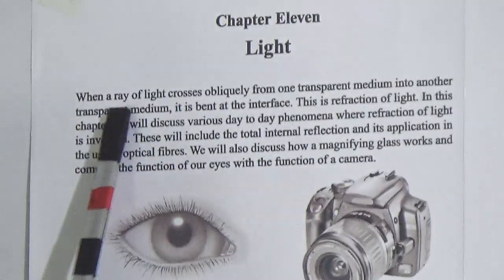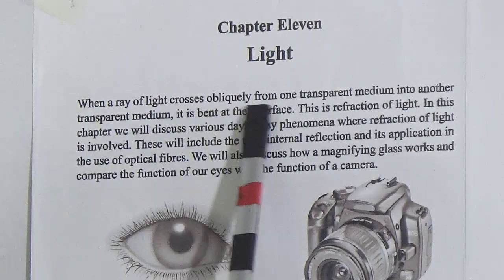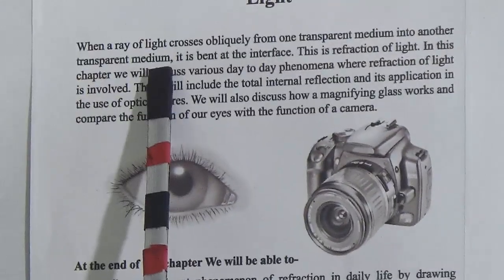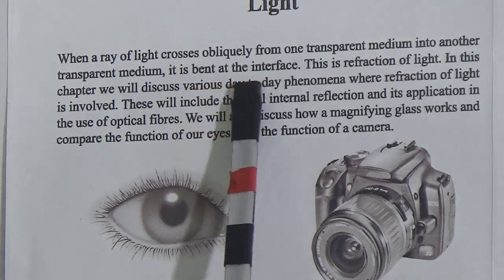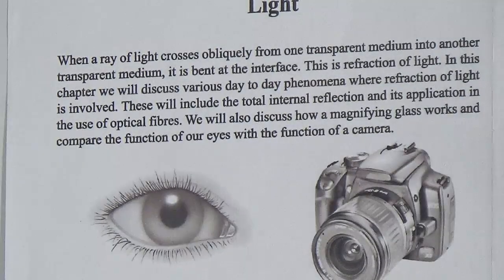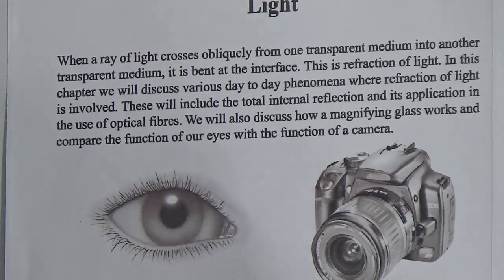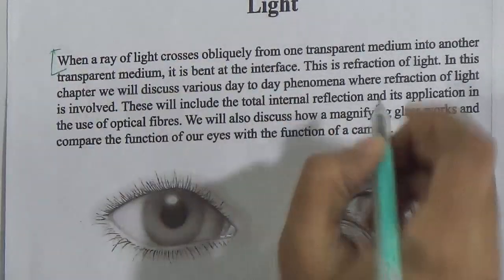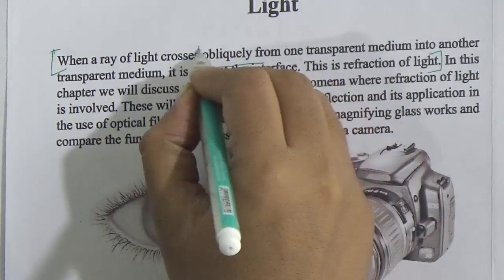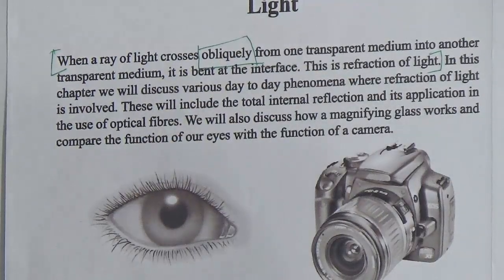When a ray of light crosses obliquely from one transparent medium into another transparent medium, it is bent at the interface. This is the refraction of light, and this is the definition of refraction of light. And here, this obliquely is the condition. This obliquely is the condition for refraction of light.